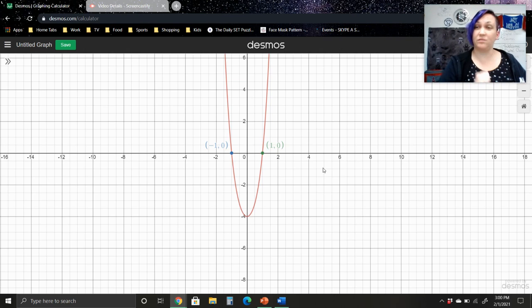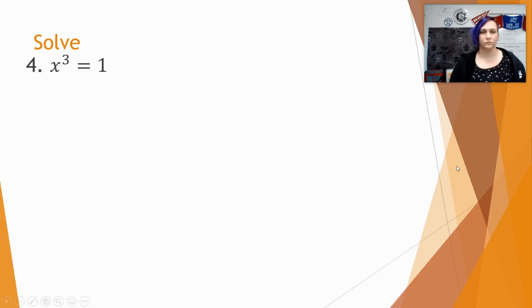And it's crossing at the positive and negative 1, just like we would expect. All right, so this is what the problem ends up looking like. Remember that the 2 solutions that were imaginary are not going to show up on the graph. Here's our last example for today.